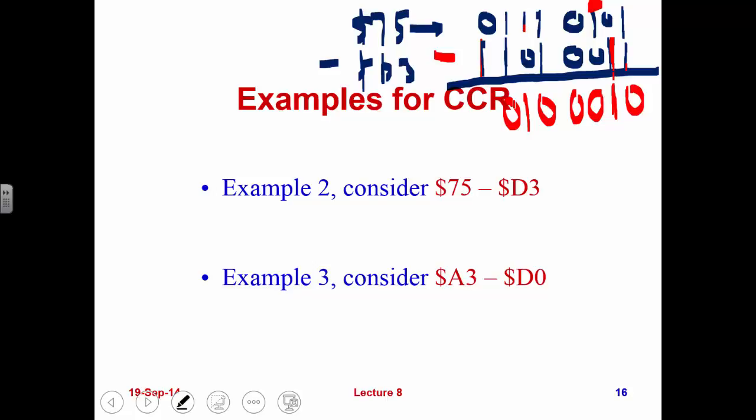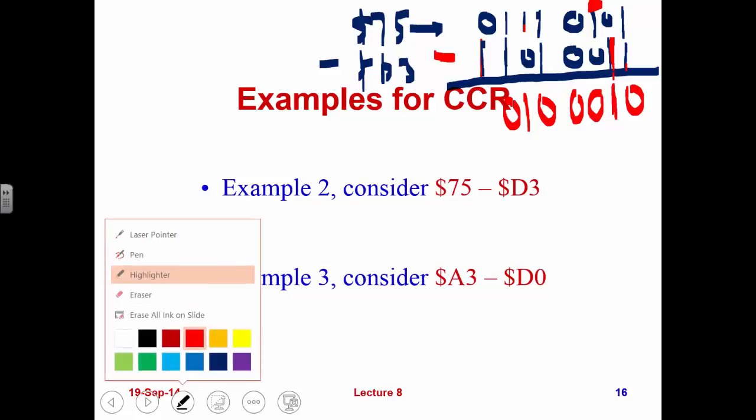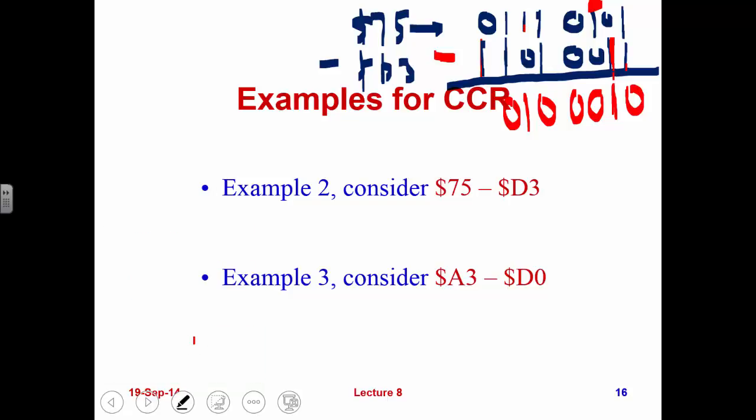Then we come to bit 7. Bit 7 here is 0 subtracted by 1. It's not enough, so let's borrow. Borrow from what? From the carry bit. Let me use a different color. When we borrow from the carry bit, this makes this bit true, so 2 minus 1 is 1.